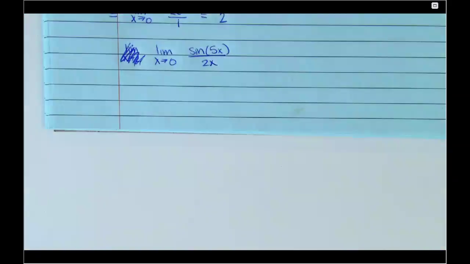So I want you to make sure that you understand there's nothing about this that will actually flat out say, use L'Hopital's rule. It's the two combinations of when you plug in, you get indeterminate 0 over 0 or infinity over infinity, and it's a fraction. Those are the two things that will say, hey, I can use L'Hopital's rule.